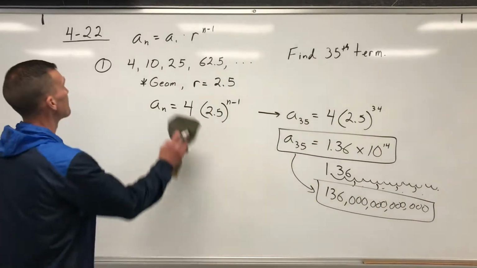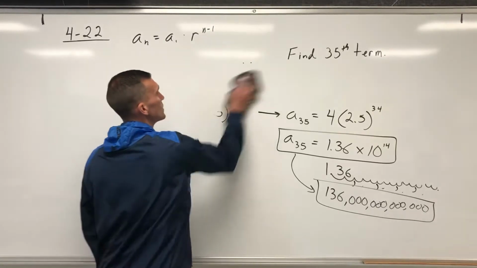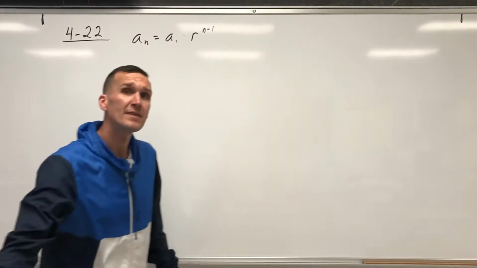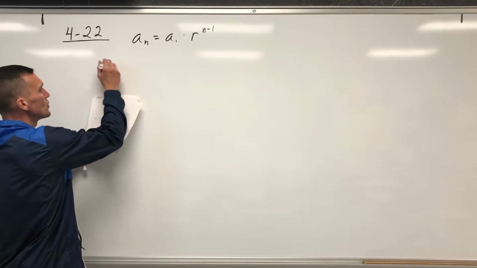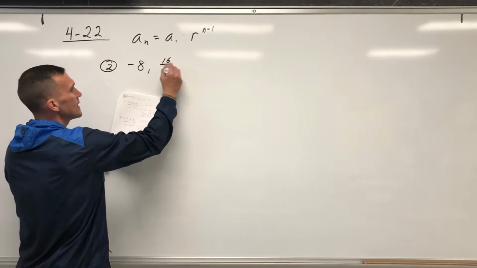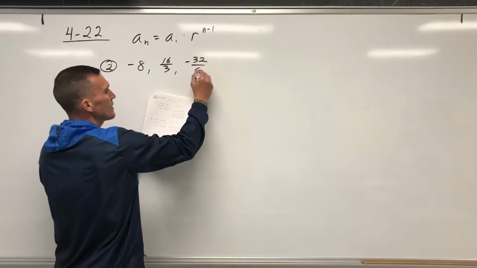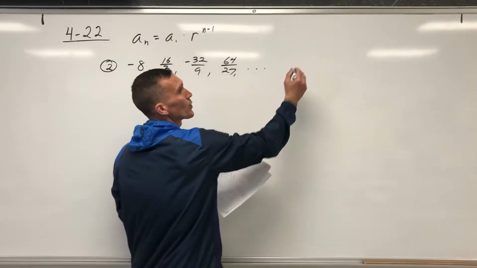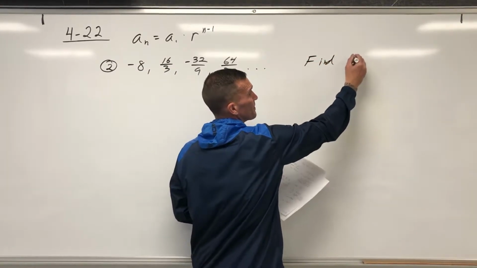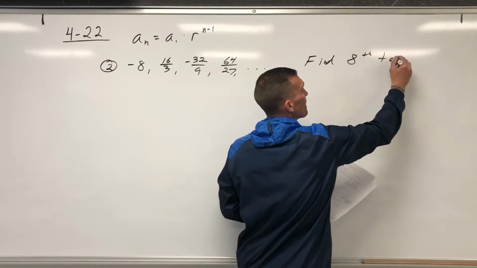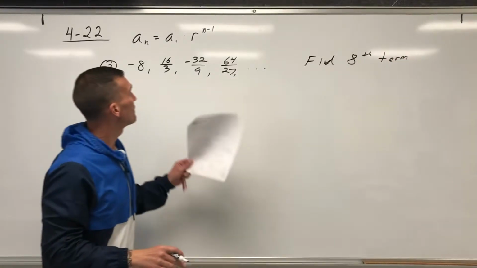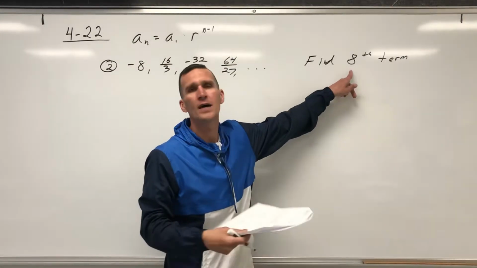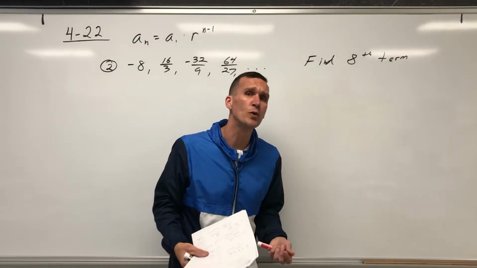We have 3 examples today. Number 2 is a very similar problem, except we're not going to be able to use decimals, and we'll see why. For number 2, we have negative 8ths, 16 thirds, negative 32 ninths, 64 27ths, and so on. We're going to find the 8th term. I know the 8th term is not that far. Since we already have 4, we could find the 5th, 6th, 7th, 8th pretty quick. But what if it was find the 108th term? We want to learn how to use the rule appropriately.